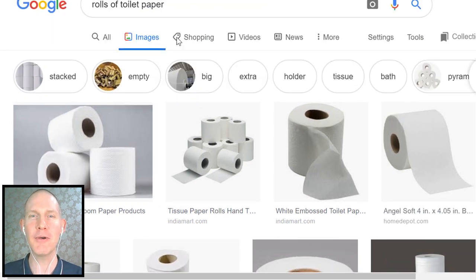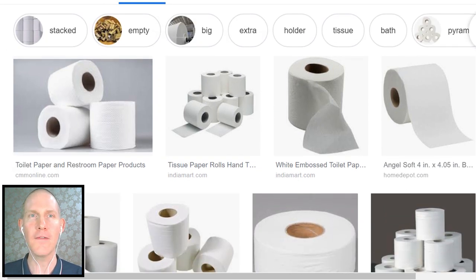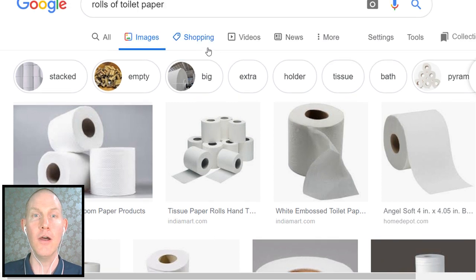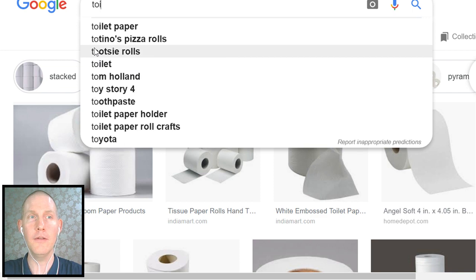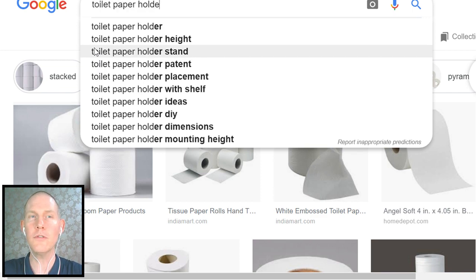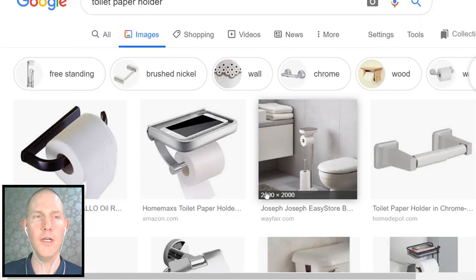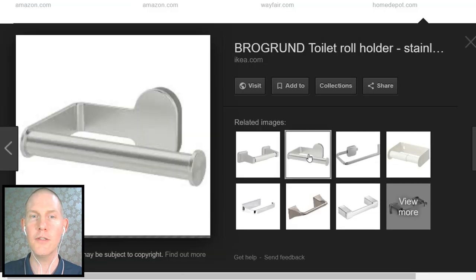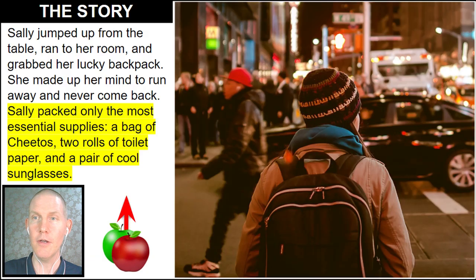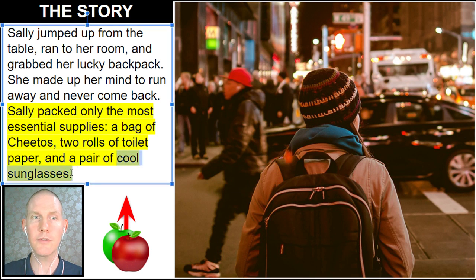So these are rolls of toilet paper. Okay. Alright. And they're in this way because they fit well on the toilet paper holder. The toilet paper holder is this little thing here, right? It's where you can put the toilet paper roll. So this is called the toilet paper holder. Okay, so she has her Cheetos, 2 bags, or 2 rolls of toilet paper, and a pair of cool sunglasses.